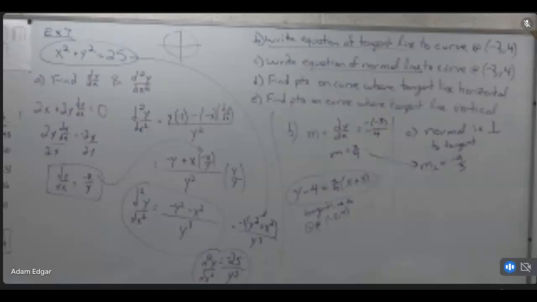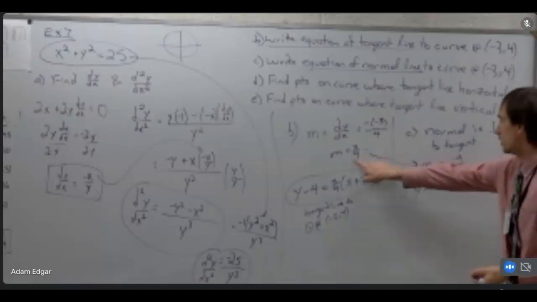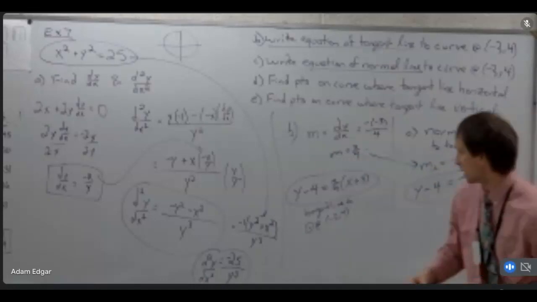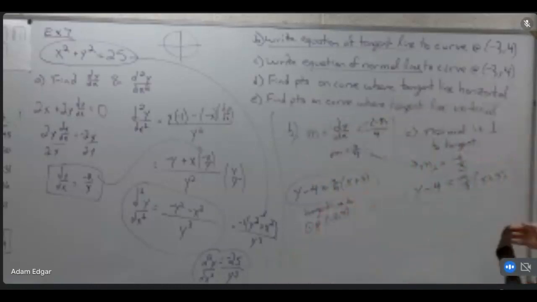So once you got your other slope for your normal line, same equation, y minus 4 equals slope, which is now negative 4/3 times x plus 3. So if you can get the equation of your tangent line, then by extension you can also get the equation of your normal line. Just take your tangent slope, flip it, make it negative, and now you're good to go. Any questions with either B or C, tangent and normal line equations?